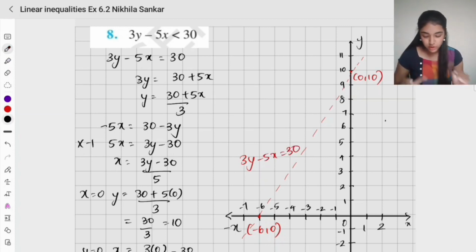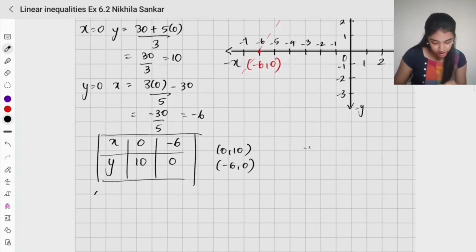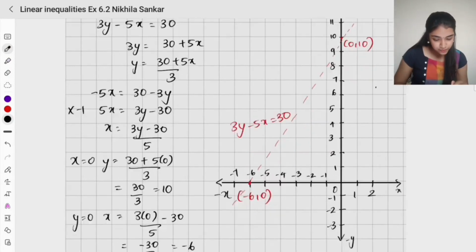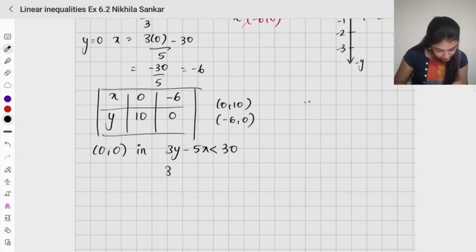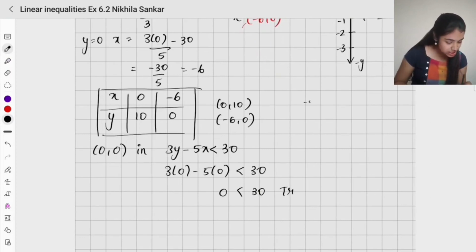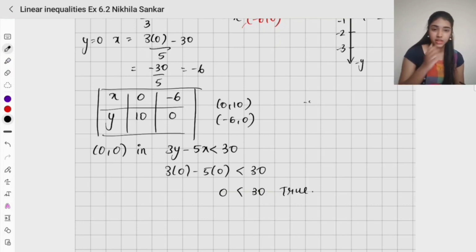இப்போ less than 30 க்கு solution எங்க கண்டுபிடிக்க போறோம்? 0, 0 இருக்கான்னு செக் பண்ணணும். So 0, 0 in what is my equation? 3y minus 5x less than 30. So 0 substitute பண்ணா 3 times 0 minus 5 times 0 less than 30. 0 less than 30. So which is true? So 0 is definitely less than a bigger number 30. அப்போ 0, 0 is included.